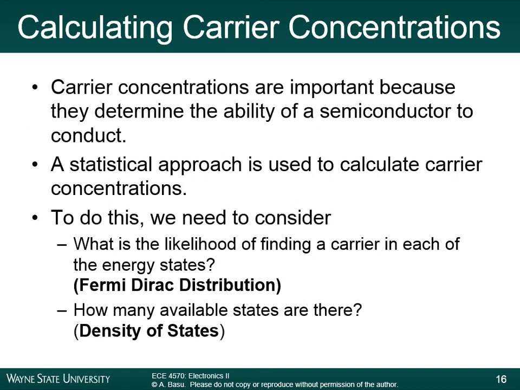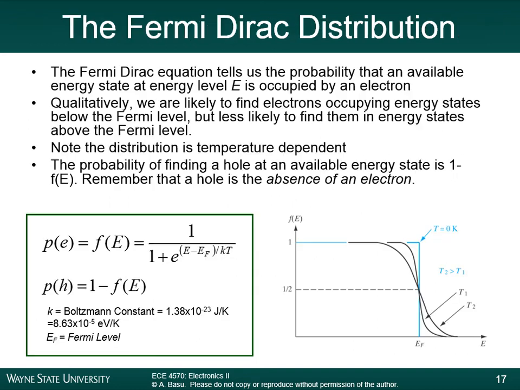So moving on to the next slide then. This is the Fermi-Dirac equation. It tells us that the probability that an available energy state is occupied by an electron is determined by something called the Fermi level. Qualitatively, this is the rule of thumb that you should remember. Above the Fermi level, we are not likely to find an electron. Below the Fermi level, we are likely to find the electron.